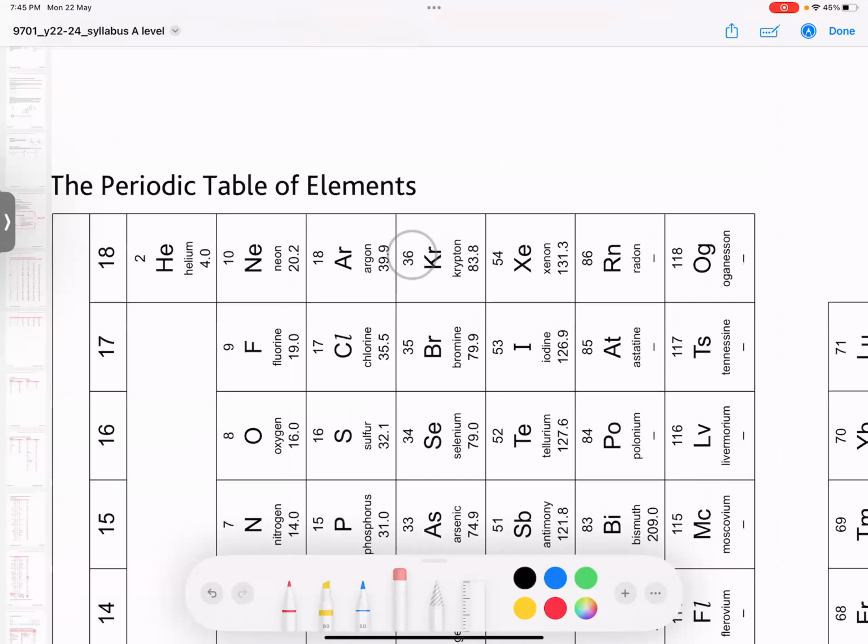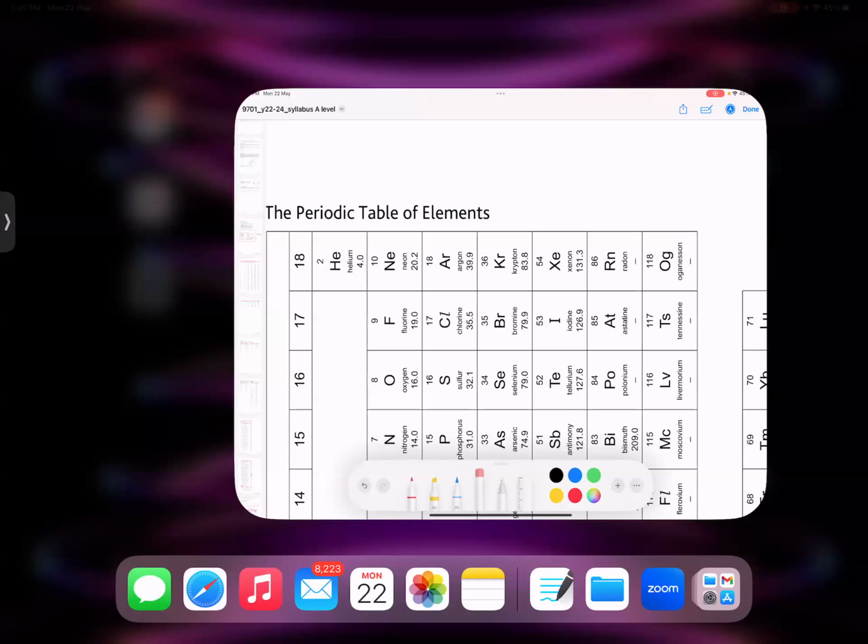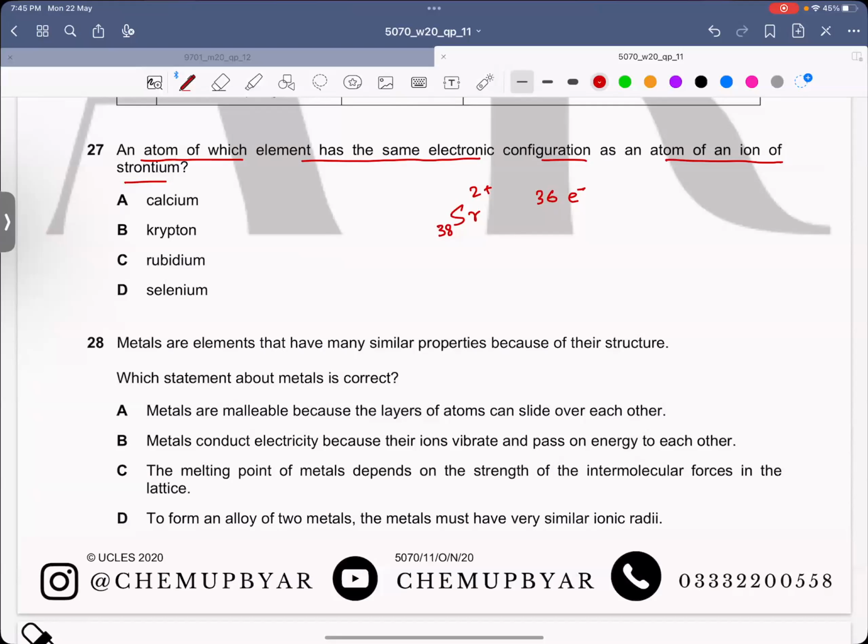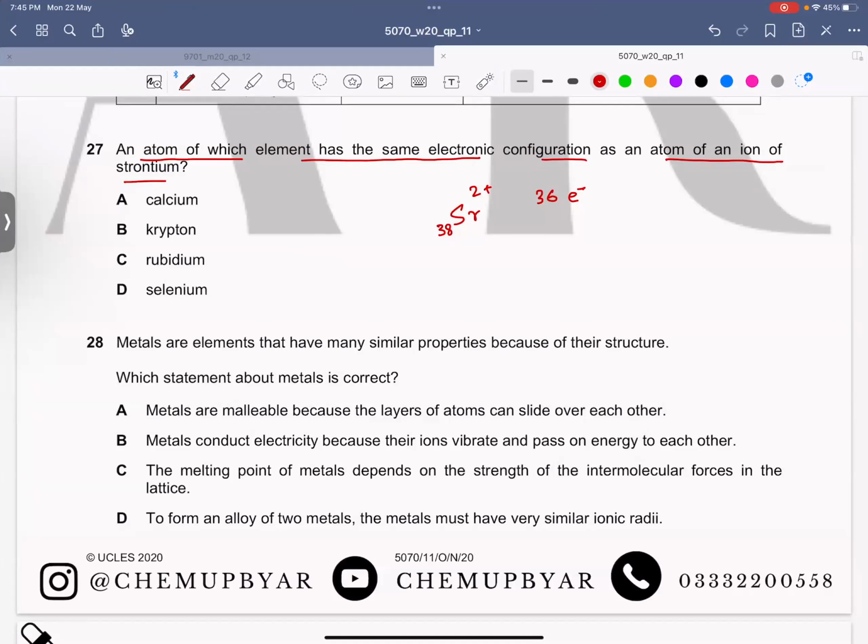right? So krypton is my correct answer, because a krypton atom has 36 electrons and a strontium ion has 36 electrons. So B is the correct one. A, C, and D go wrong. Is this understandable to everyone?